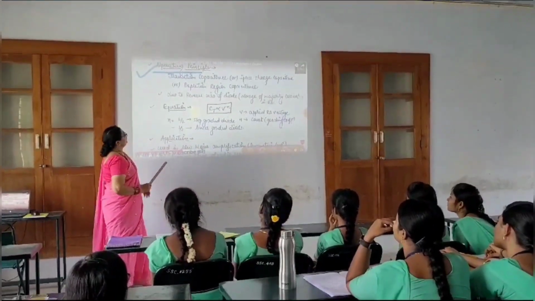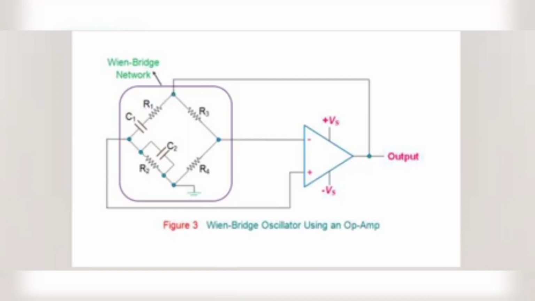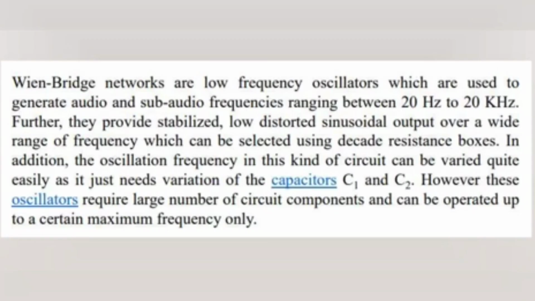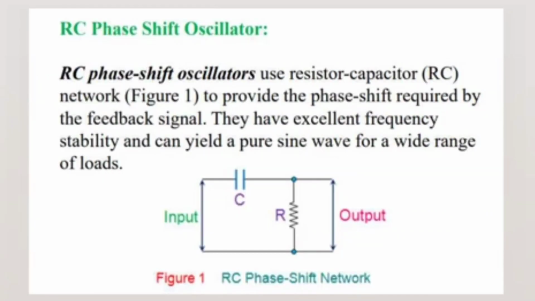The Wien bridge oscillator using an op-amp is shown here. Wien bridge networks are low frequency oscillators which are used to generate audio and sub-audio frequencies ranging from 20 Hz to 20 kHz. Further, they provide stabilized low distorted sinusoidal output over a wide range of frequency, which can be selected using decade resistance boxes. In addition, the oscillation frequency in this kind of circuit can be varied quite easily, as it just needs variation of the capacitors C1 and C2. However, these oscillators require a large number of circuit components.